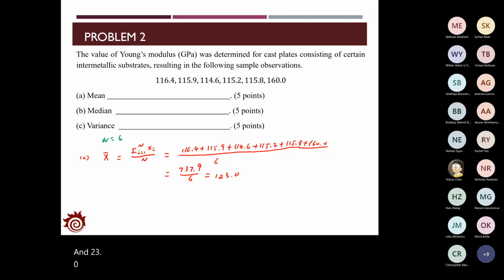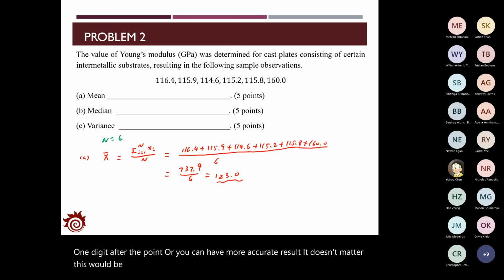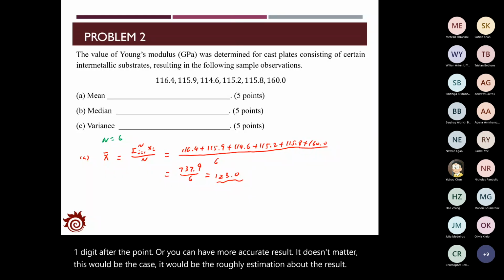You can round this one to 1 digit after the point, or you can have a more accurate result. It doesn't matter. This would be a rough estimation of the result. And so that's the first one.